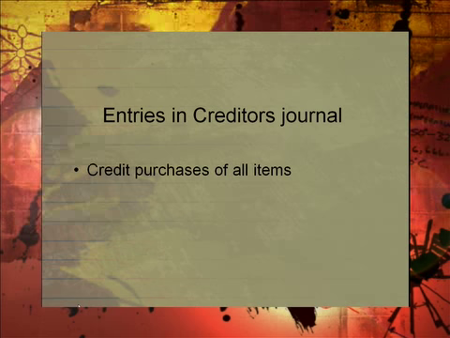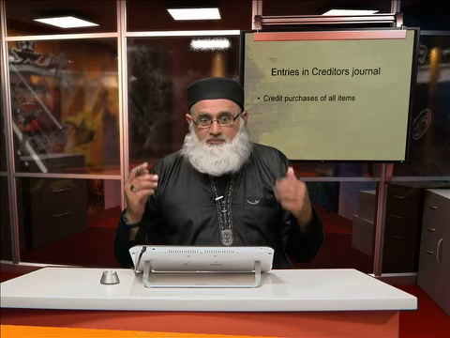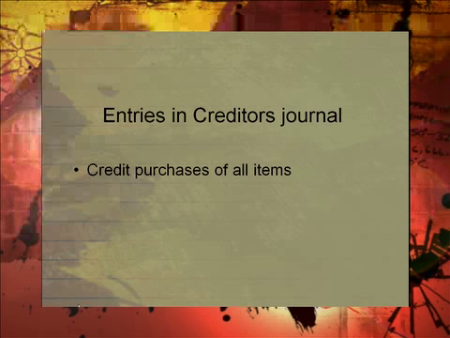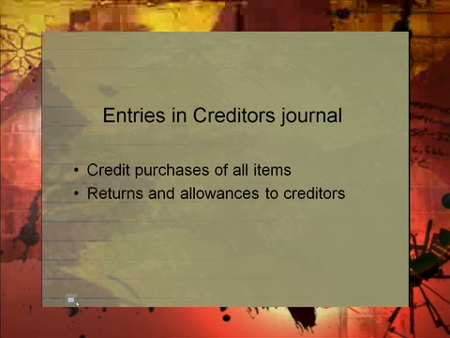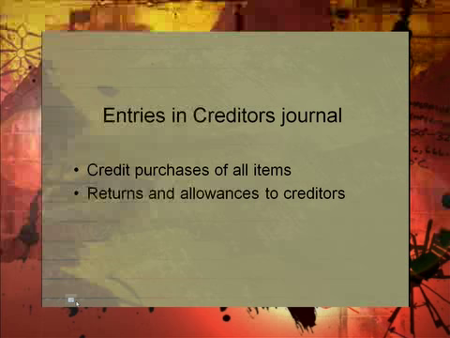Okay, so in my creditors journal, I'm recording credit purchases as well as I'm recording my returns and allowances to my creditors. That means where we as a business have returned goods to our suppliers.